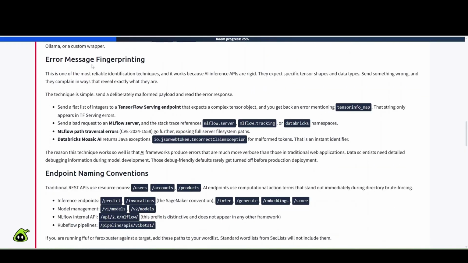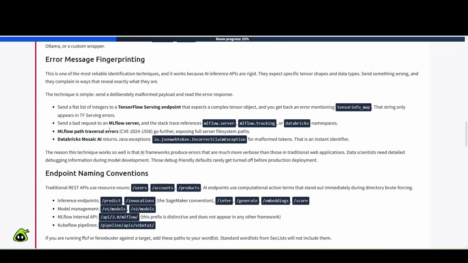Error message fingerprinting. This is one of the most reliable identification techniques, and it works because AI inference APIs are rigid. They expect specific tensor shapes and data types. Send something wrong, and they complain in ways that reveal exactly what they are. The technique is simple. Send a deliberately malformed payload and read the error response. Send a flat list of integers to a TensorFlow Serving endpoint that expects a complex tensor object, and you get back an error mentioning tensor_info_map. That string only appears in TF Serving errors.